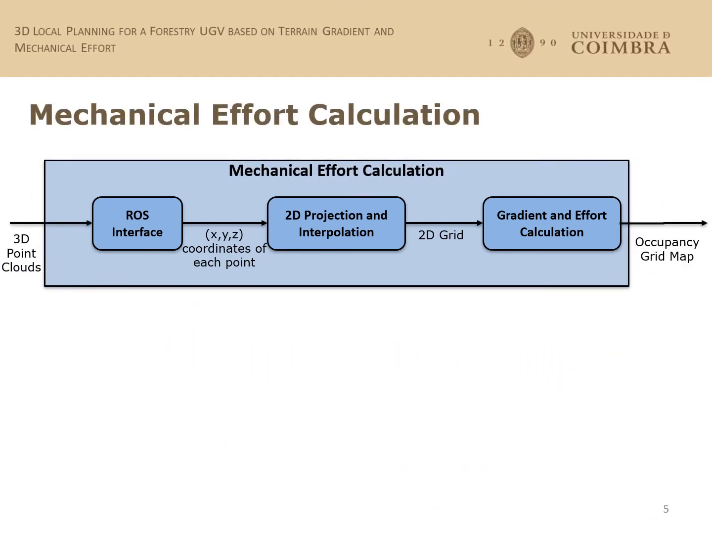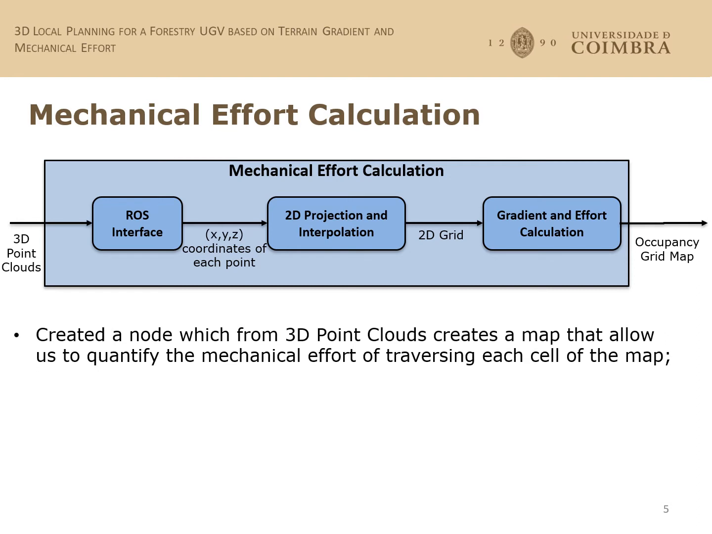The mechanical effort calculation is the main contribution of our work, and as was discussed in the previous slide, we have developed an algorithm that uses 3D point clouds from the robot sensors to estimate the cost of traversing each individual cell in a grid, producing a cost map for the navigation. This node is divided in three main blocks: the ROS interface, where we subscribe to the sensor data, the 2D projection and interpolation, where we project the 3D data from sensors in a 2D grid, and the third block, the gradient and effort calculation, where we calculate the gradient and the effort of each cell of the grid.